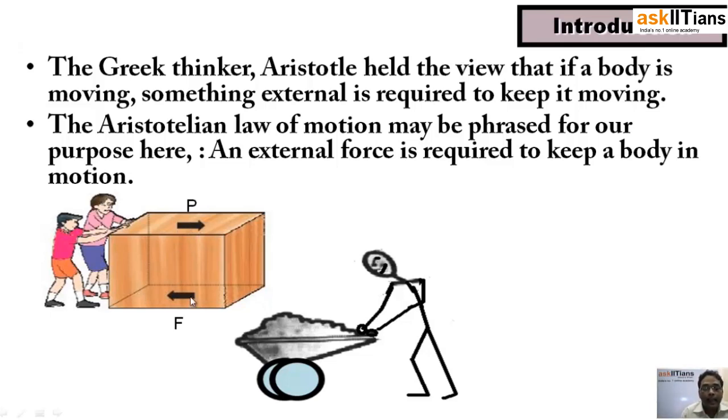Here, as we see, there are two forces acting. One is the force applied by the person, and let's assume the other is an opposing force applied by the surface of contact. When these two forces are equal, there is not going to be any motion, as we'll see later on. When either of the two forces is more, that is going to produce a motion.